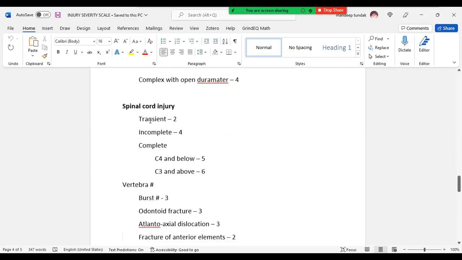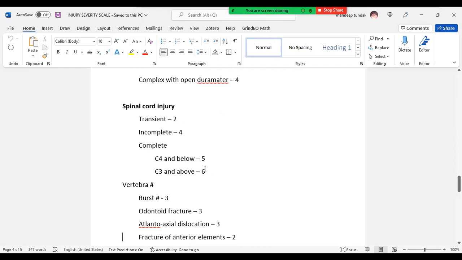Coming to spinal cord injury, if it is transient. So for spinal cord injury, I hope you remember what injury severity score we use. It is the ASIA score, the ASIA abbreviated score of spinal injury. If it is transient, then the spinal cord injury score is 2. If it is incomplete, then the score is 4. And if it is complete, if the injury is C4 and below, then the score is 5. But if the injury is C3 and above, for complete spinal cord injury, this is the only 6 injury which I have told you as of now.